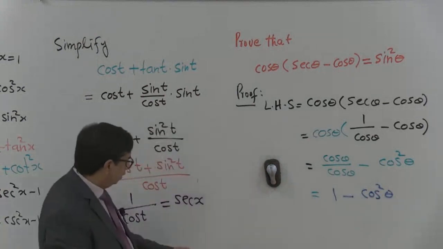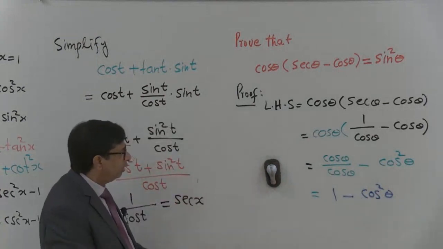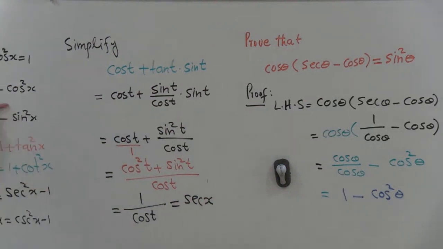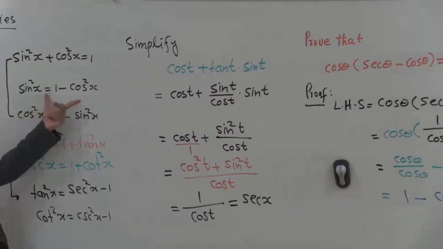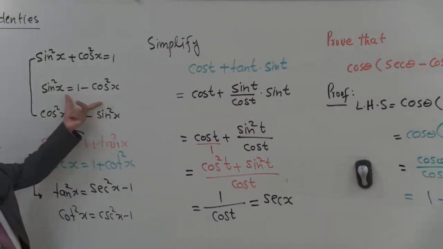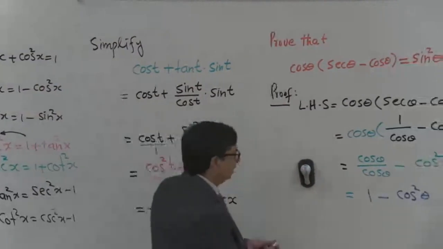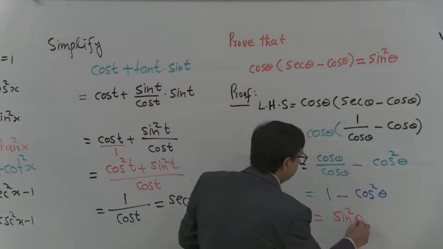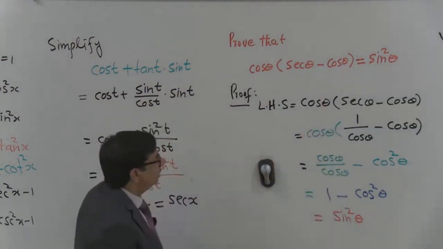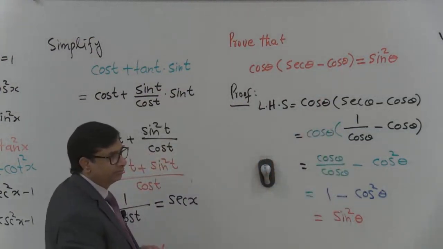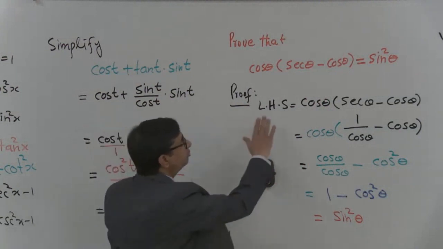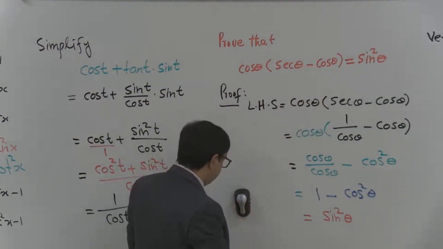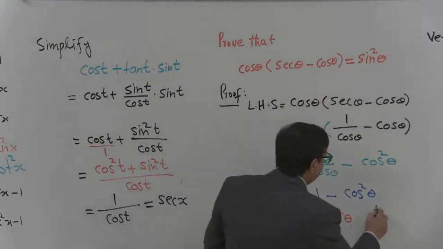So we simplify. Now look at the formulas. How can we write it now? Sine square. Sine square, yes. Sine square x equals 1 minus cosine square x. So this formula helps us to write down as sine square of t. And you can see left hand side is equal to right hand side. So from the left hand side we prove it is equal to right hand side, and at the end we always write hence.